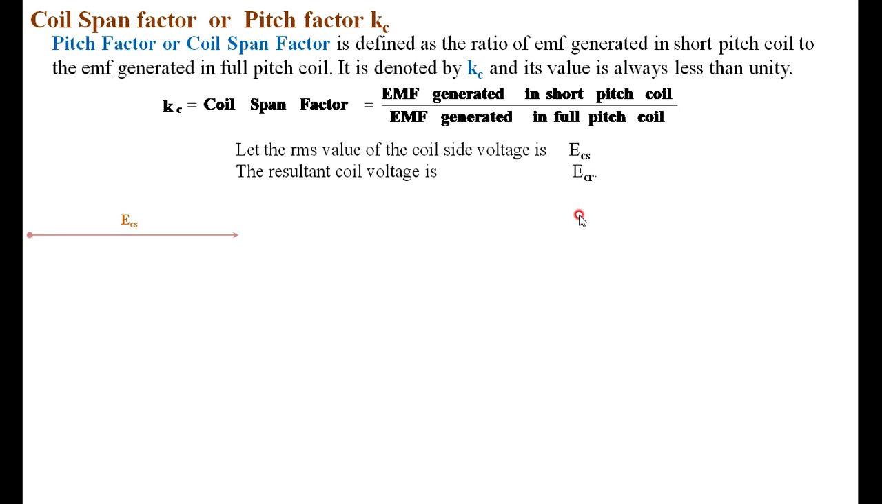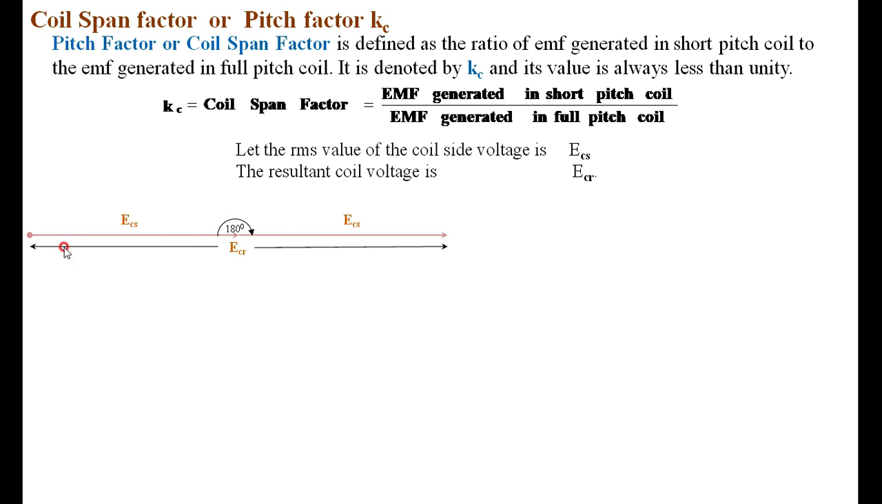First I will consider the full pitch winding. We know that the two coil sides are displaced 180 degrees electrical. Therefore, the induced voltages in the two coil sides are displaced by 180 degrees. Therefore, the ECS, the voltage induced in one coil side, is added to the voltage induced in the other coil side in such a manner that the phase displacement is 180 degrees. That is a full pitch coil, so the phase displacement between the two coil sides is 180 degrees.